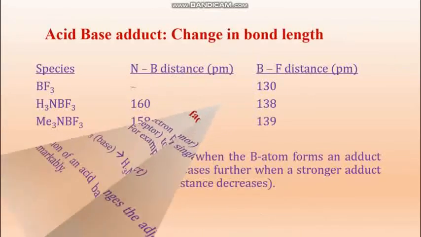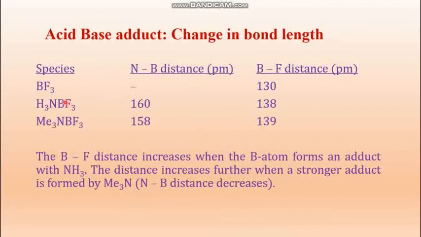Okay, let's see the example. Here you find the BF3 molecule, which has a boron-fluorine bond distance of 130 picometer. Picometer is 10 to the power minus 12 meter. Now if it reacts with ammonia, or conversely with trimethylamine, then two different adducts are formed. One is NH3 BF3, another is (CH3)3N BF3. Now the bond distance of the B-F bond increases. The stronger the adduct, the more lengthening of the bond.